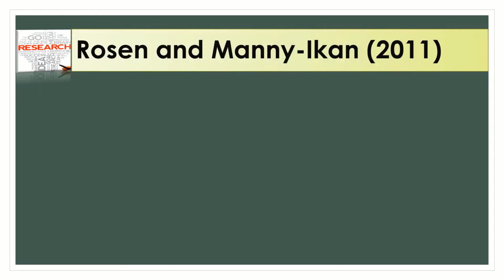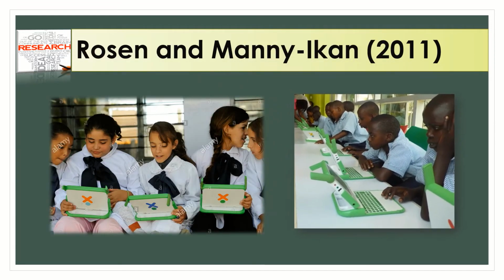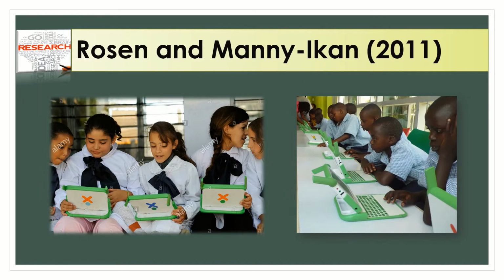The next study is from Rotten and Mandy Eakin. They studied the effects of the Time to Know program. This program uses a 1:1 laptop environment and focused on schools with students from a low socioeconomic status background. The findings showed that the learning gains of the experimental group students on a standardized test in reading comprehension were larger than those of the control group.